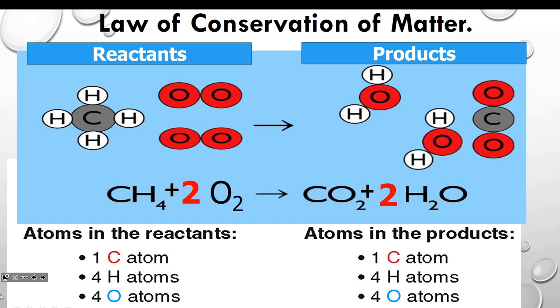I have the same number of atoms on my reactants as I do my products. That's because of the law of conservation of mass. This is known as a balanced equation. Okay?